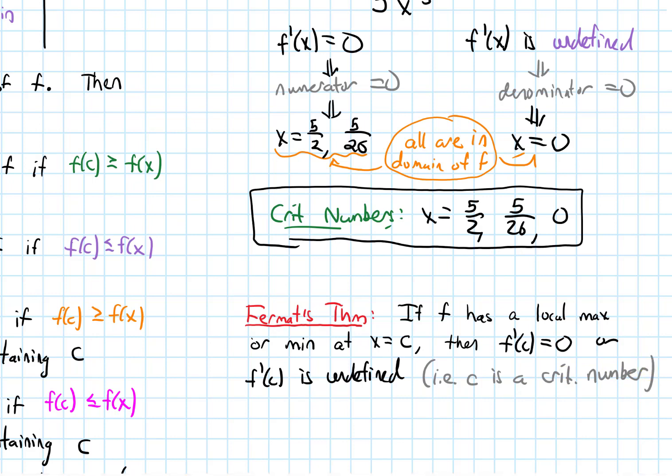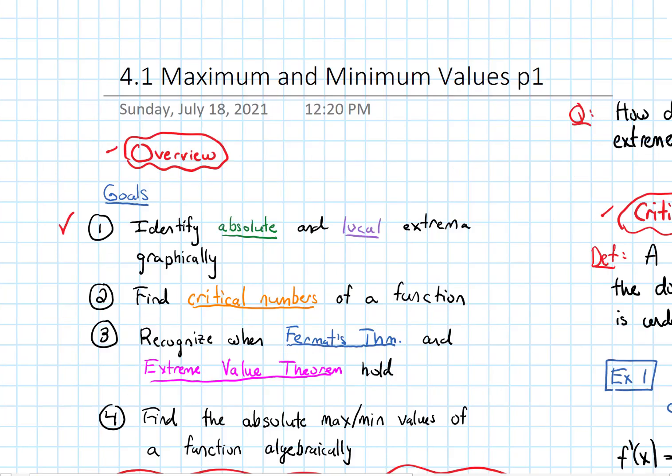But be very careful with this. The converse is not necessarily true. The converse would be if our derivative is 0 or our derivative is undefined, it's not necessarily the case that our function has to have a local max or a local min there, and we'll see a practice problem involving that in our discussion videos.